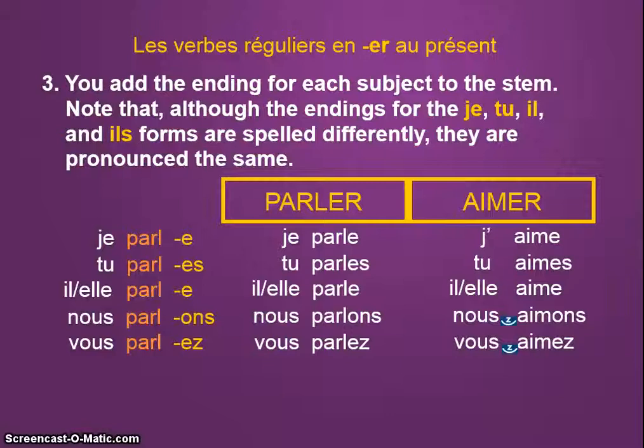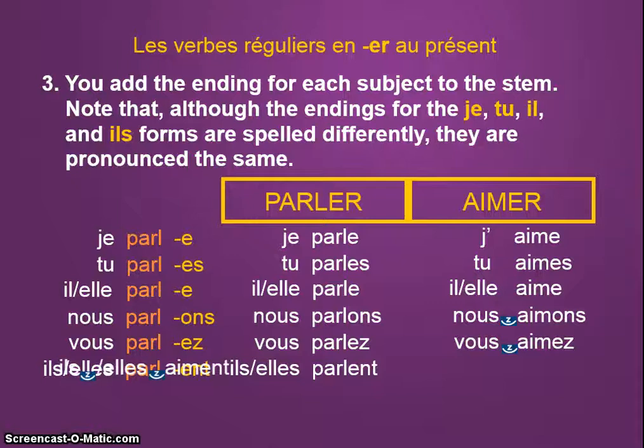Notice again with these that start with a vowel, instead of just saying nous without that S, we're going to make what's called a liaison, and we're going to say nous aimons. And you'll notice that little illustration there shows that it looks like a Z, so it makes a Z sound. You don't have to write that little liaison sign. That's just to show you that you're going to pronounce it. And then for the plural il, elle form, we're going to add this ENT ending, and you'll have ils ou elles parlent, and ils and elles aiment.